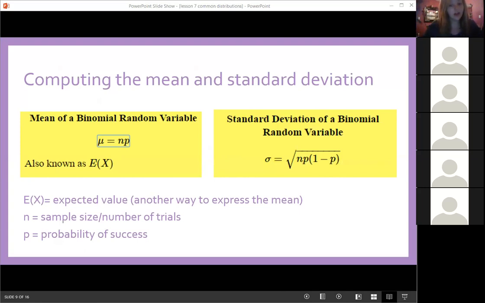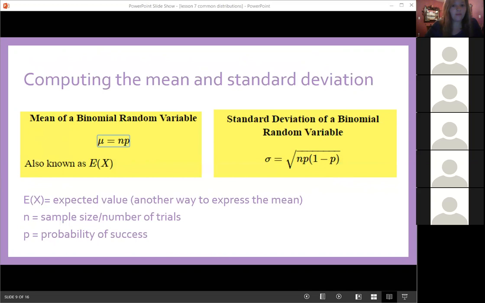So depending on the number of trials and the probability, that's going to change, obviously. If you think about it, let's say your probability is 0.3 and your n is 1, then your mean is going to be 0.3. But if we increase our sample size to n equals 100, then times 0.3, that's going to change. So you see how if you have a larger sample size, your mean's going to change. So that's just another way to understand how larger sample sizes are always better to work with. And it's also known as E of X, which is our expected value.